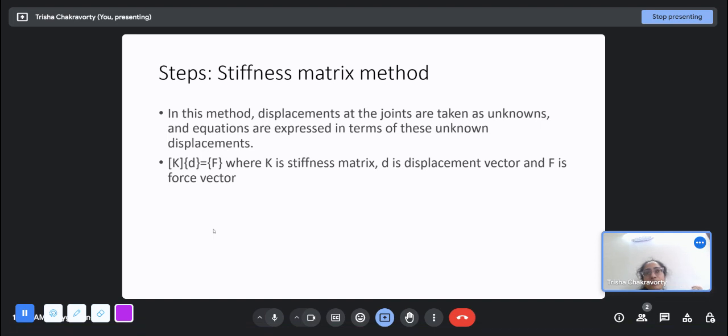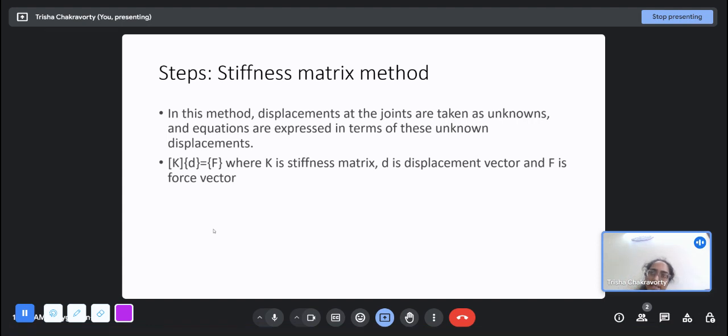Stiffness, what does stiffness mean? What have we learned in our childhood? That the spring stiffness is the amount of force required to cause unit displacement in the spring. That is the most basic and correct definition of stiffness. So for every truss element and beam element there is a stiffness we can find out, that we will learn, and we can assemble it into a global stiffness matrix.